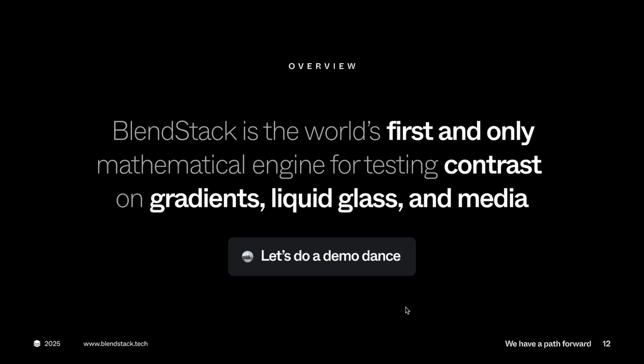But that's where BlendStack really does come in handy. BlendStack is in fact the world's first and only mathematical engine for testing contrast on gradients, liquid glass, and media. We're helping people see things a lot clearer. And I'm doing us no justice by saying it so simply.